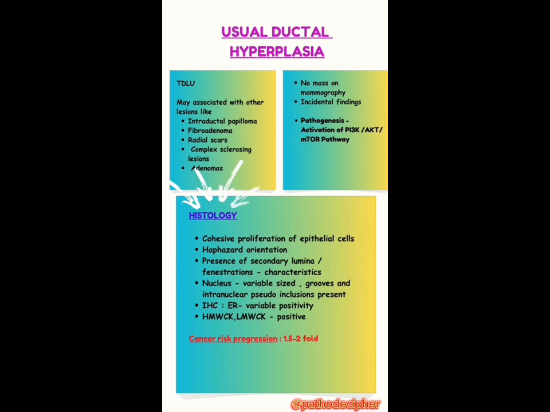In histology, you can see there will be a cohesive proliferation of epithelial cells, haphazard orientation, and the presence of secondary luminal fenestration, which is a characteristic for usual ductal hyperplasia. The nucleus may be variably sized, along with grooves, and intranuclear pseudo-inclusions can be present. IHC wise, ER will be variably positive and the cytokeratins will be positive. What is the cancer risk progression for this particular case? There is a 1.5 to two-fold rise in the risk of progression to breast carcinoma. So these are all the important key points which you have to know. For usual ductal hyperplasia, at least you have to remember the histology points, how the IHC will be, and what the cancer risk fold is.